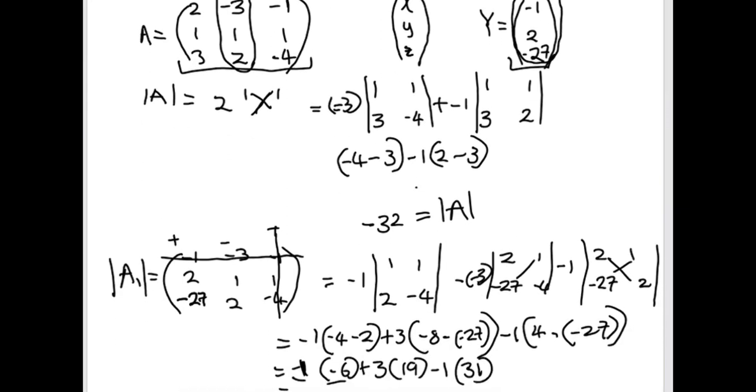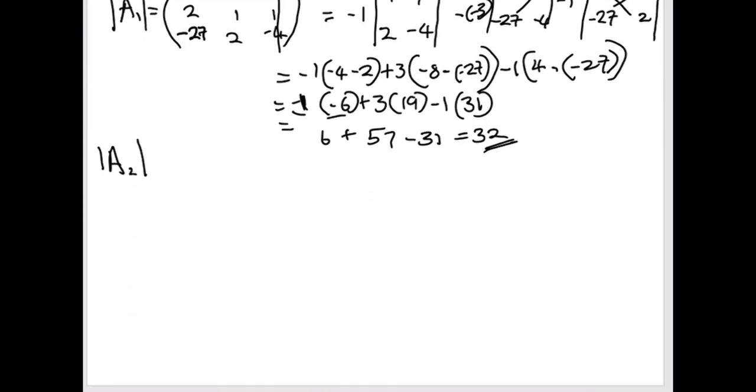So I have A2, determinant of A2 equal to 2, 1, 3, minus 1, 2, -27, minus 1, 1, -4. Let me quickly take out all this.